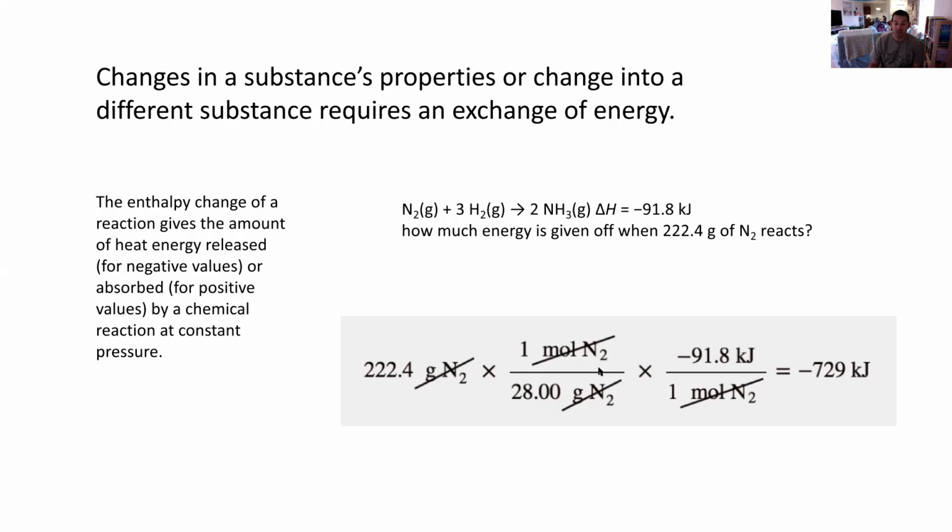All right, so we can just do our stoichiometry. We convert our grams of nitrogen into moles by dividing by the molar mass. And now we can set up a mole ratio. We would use the coefficient of the nitrogen, which conveniently is just 1, and we would put the negative 91.8 kilojoules up top. We got an answer, negative 729 kilojoules. The negative tells us that the energy is given off. If it was an endothermic reaction, we'd get a positive value. That would be energy taken in.